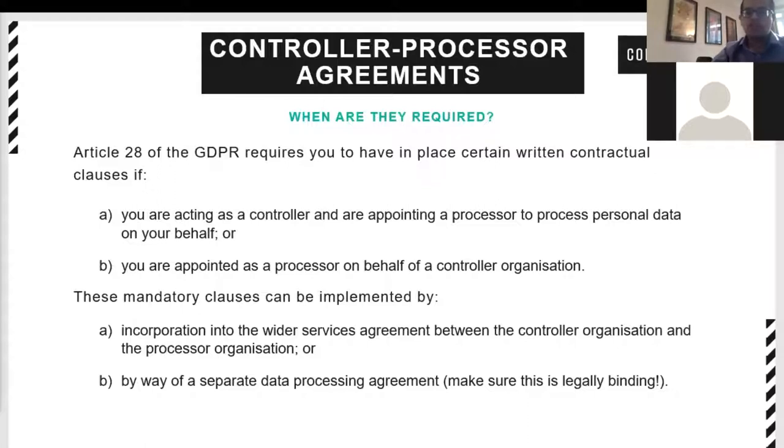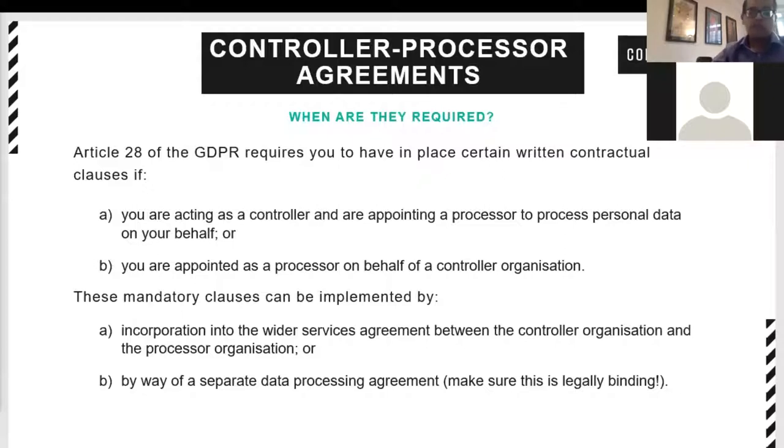So there are two ways of implementing this. Firstly, the main services contract, assuming you plan to have one, which as lawyers we'd always recommend, can include the specific clauses within it. And that's probably the easier way of implementing this. If you contract on someone else's terms and there's a controller processor relationship established by the contract, then you need to check whether those standard terms include the mandatory clauses.